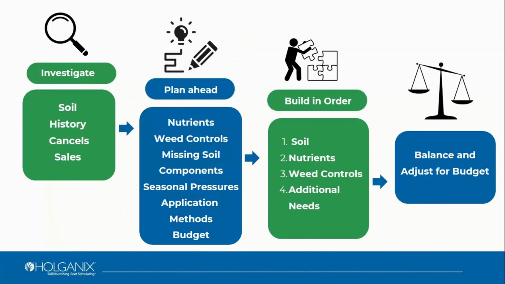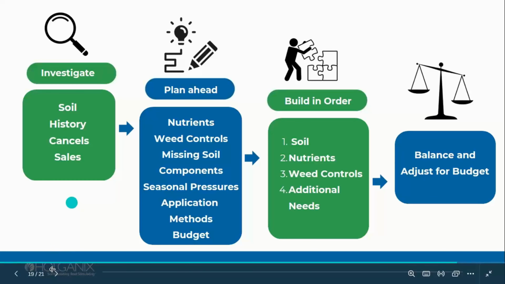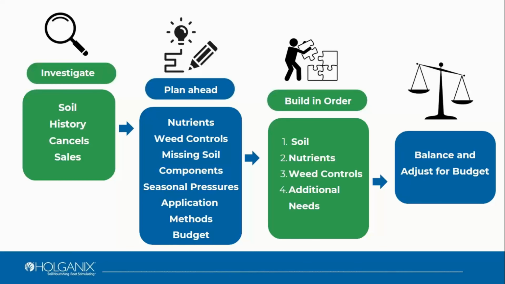I think we're going to go ahead and recap. I appreciate you guys staying on. I know we're running a little bit long. Basically, we want to investigate soil samples, history, cancels, sales. One thing I did want to bring up, we have a very good blog on our website, Holganix.com. It's called the Golden Street Strategy. It's a very good write-up on how to prioritize service calls when they come in. I think it's a good tool for you guys to check out, and it could potentially help with cancels.